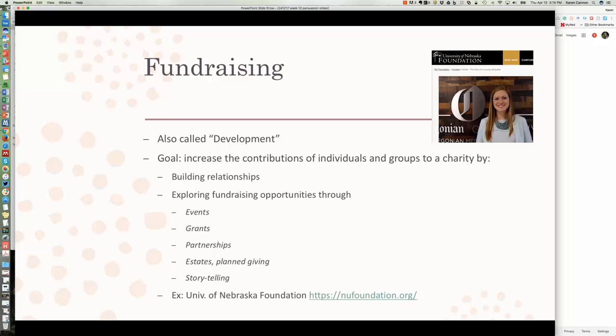So I would encourage you to look at the NU Foundation here. There's a lot of opportunities to learn about some of the fundraising strategies that they use to get people to donate money to the university. As you can see, the top of the webpage here, at least when this image was clipped, is not the University of Nebraska Red. So you might think about what the strategy behind that is or isn't.